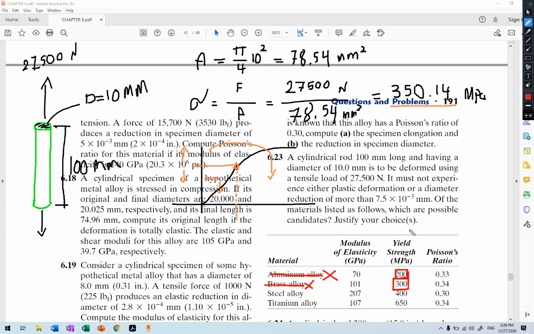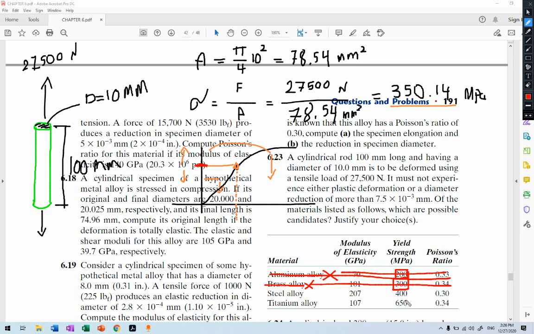When you justify your choices, basically, you say that aluminum alloy and brass alloy have yield strength smaller than the applied stress, so they will experience plastic deformation. So we cancel the first two. Now it's between steel alloy and titanium alloy. Why? Because they're not going to experience plastic deformation. Yes, because the steel alloy yield strength is 400, still okay. If this is 400, it's below 400. For titanium alloy, 650, still safe.